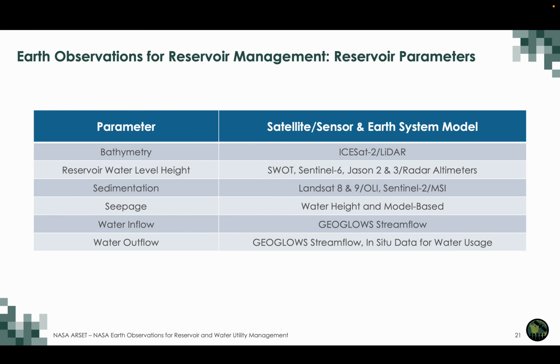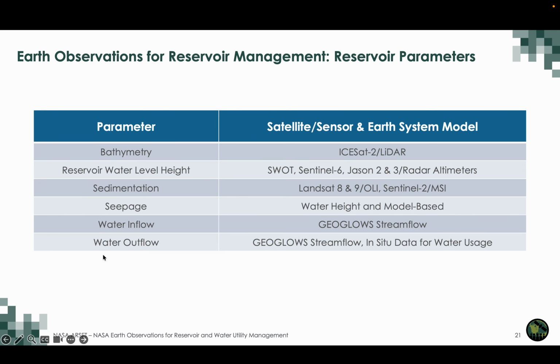NASA observations for reservoir parameters are available. Bathymetry is available from ICESat-2 satellite. It's a LiDAR that provides bathymetry. Reservoir water level height is available from the SWOT satellite, Sentinel-6, Jason-2 and 3 satellites based on radar altimeters. Sedimentation is available from Landsat 8 and 9 and Sentinel-2 satellites. Now seepage has to be derived using models and water height observations.